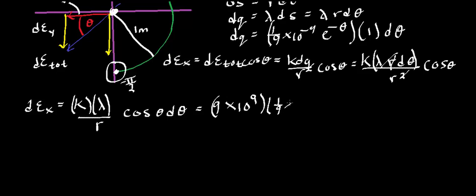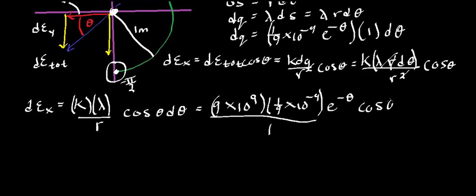Lambda is 1/9 times 10 to the minus 9th, and then that's multiplied times e to the negative theta. I'm going to take out the e to the negative theta, and then that's going to be divided by r. We said r was just 1 meter, so divided by 1, and then this is multiplied times cosine of theta d theta. Okay, and you're going to be really thankful on this integral that the coefficient here is just 1, because it could get really messy really quickly, and if you're up on your calculus skills, you know exactly why. So this all goes to 1, so we don't have to worry about that.